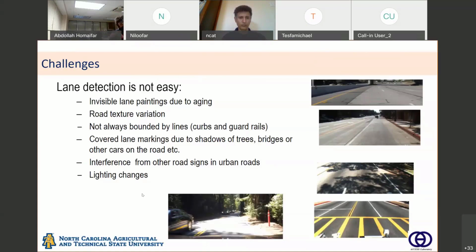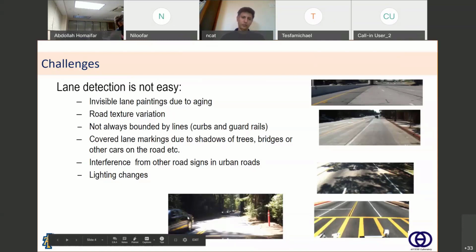And another really serious issue is lighting changes. For example, in the bottom picture, you can see there's a glare because the car is basically traveling from shadow to bright region. And in this instant, you may get this kind of glare. And obviously, there is a bright yellow line on the left and a white line on the right. But because of this glare, it's not visible for the camera. And as a result, you get wrong detection.